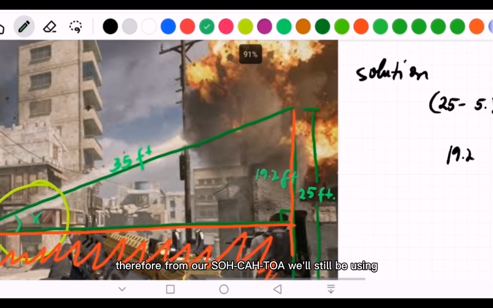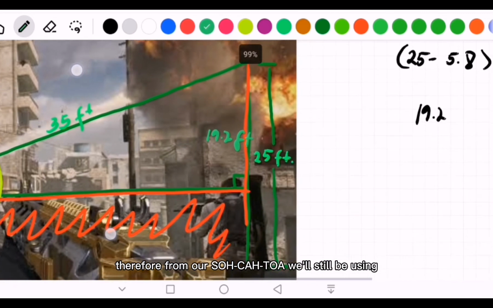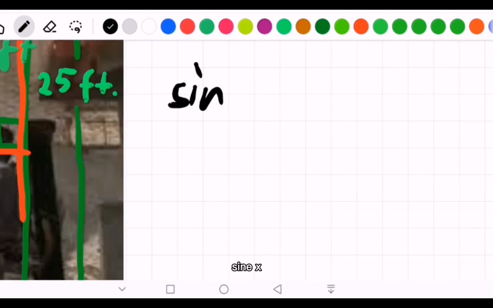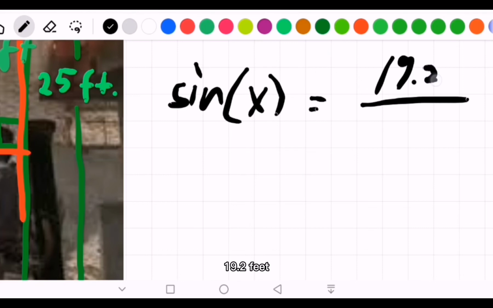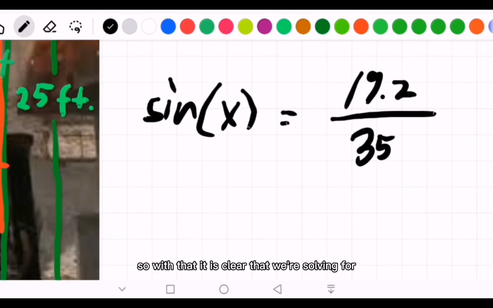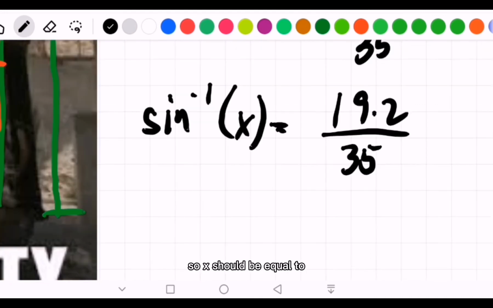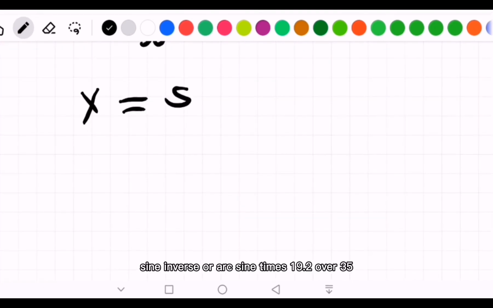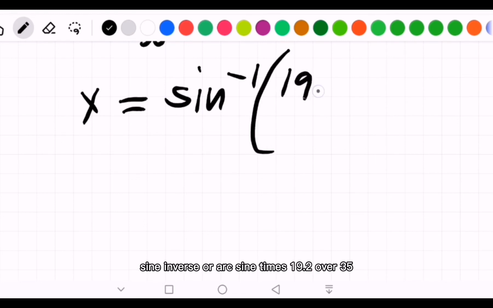Therefore, from our SOHCAHTOA, we'll use sine X is equal to 19.2 feet all over 35. With that, it is clear that we're solving for the angle of elevation. So X should be equal to sine inverse, or arcsine, of 19.2 over 35.